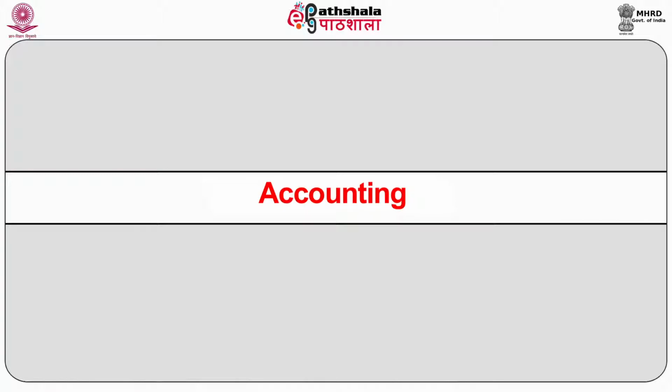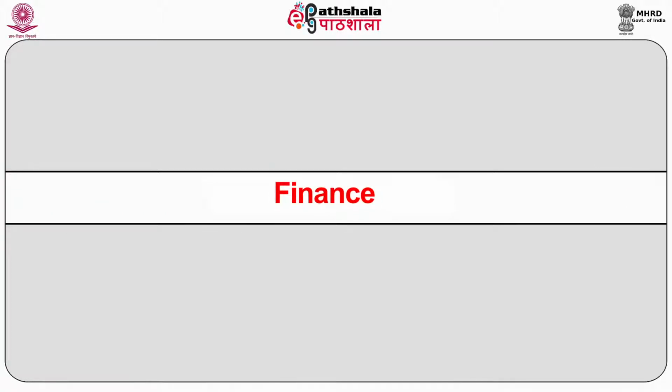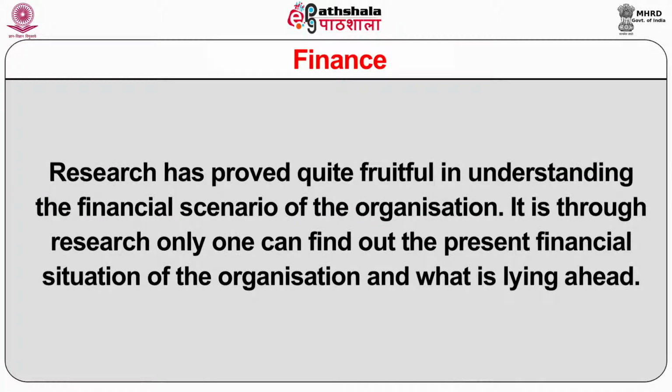The second functional area is accounting. Research helps an organization in accounting by adopting the latest methods and techniques for various accounting purposes. The third functional area where research can be helpful is finance. Research has proved quite fruitful in understanding the financial scenario of an organization. It is through research only that one can find out the present financial situation of the organization and what is lying ahead. One can forecast future financial requirements and devise ways for their optimum utilization.